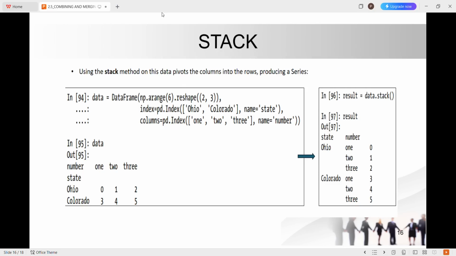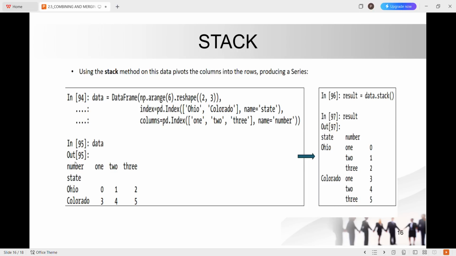Now we will move on to applying the stack command and unstack command. The stack command is nothing but converting the columns to rows. So the same command is given: pd.Index 1, 2, 3, name is equal to number. So this is going to be your input frame. With state you have these two states and the matrix has been rearranged. So 2 rows and 3 columns, and here the columns are renamed as 1, 2 and 3 with the name number.